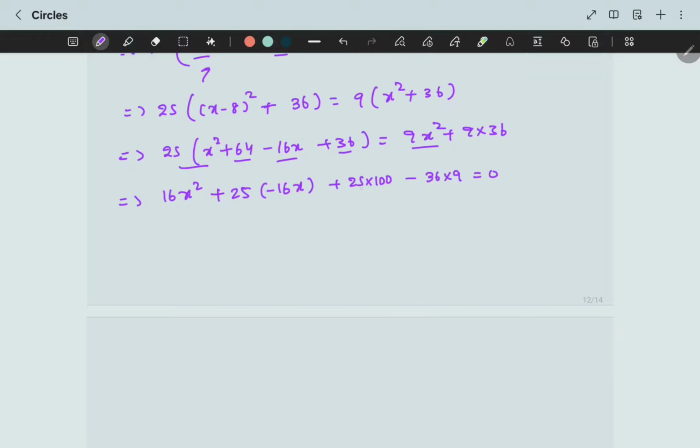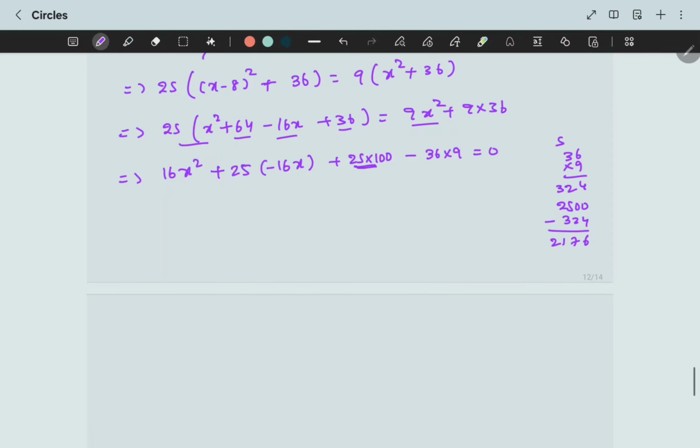Okay, so this will be 2500, and 36 into 9 should be 324: 9 6 is 54, 9 3 is 27, 27 plus 5 is 32. So 2500 minus 324, 10 minus 4 is 6. So we have 2176.